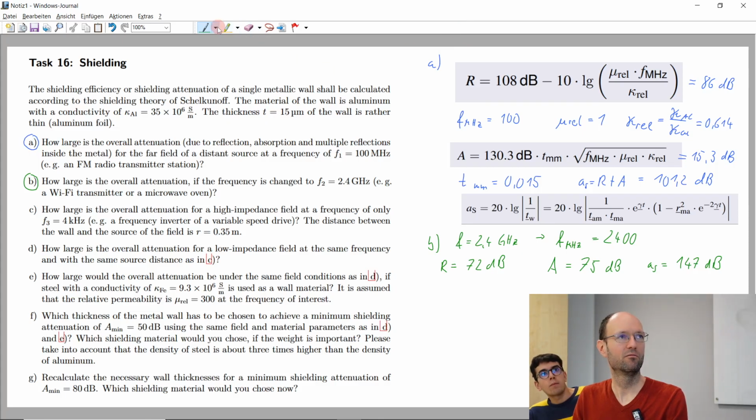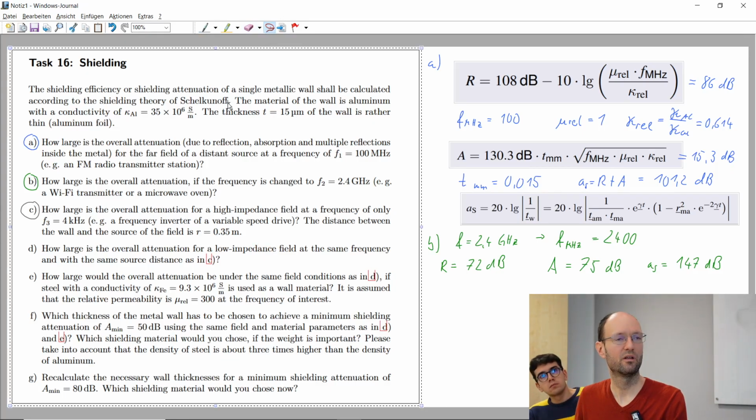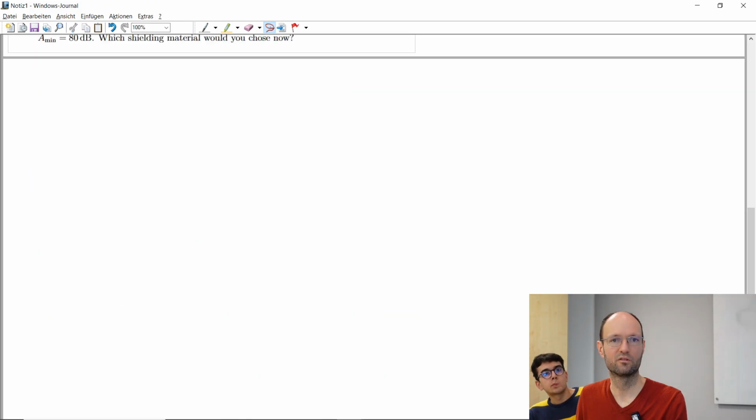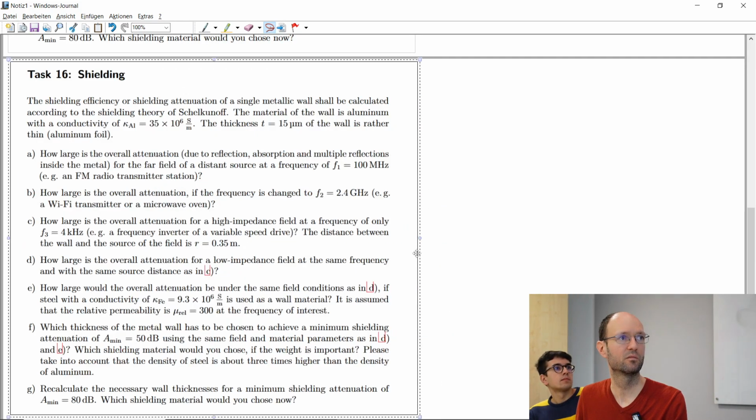Okay, then let's continue with task C. How large is the overall attenuation for a high impedance field? For a high impedance field now at the frequency of only 4 kilohertz. So, for example, we have some frequency inverter of some variable speed drive, of some motor drive system, and the distance between the wall and the source of the field is this 0.35 meter. And so I think I don't have too much space here on this slide, so I will go to the next one.